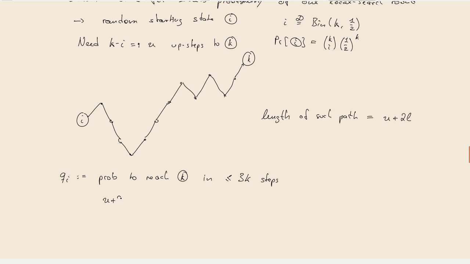So if u plus 2l should be less than 3k, certainly l must be less than k. And what we'll actually use is we'll consider the case that l is exactly u, simply because it suffices to get the bound that we need, and it makes the computations a bit nicer. I think other than that, there's not a very compelling reason to use exactly and only this value.